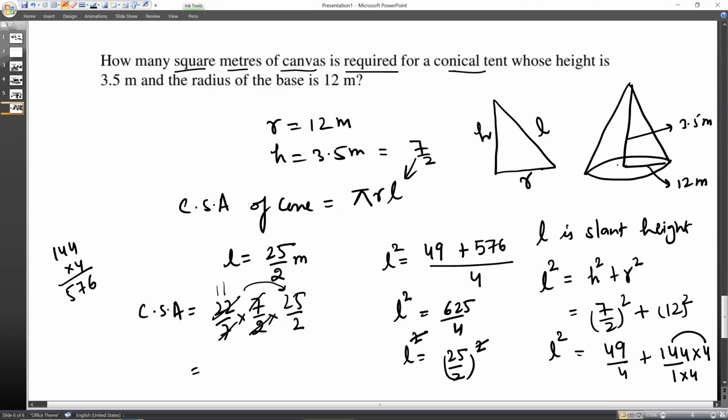So you multiply this one by 25. 25 multiplied by 11, you will get 275. So 275 divided by 2, what are you going to get? You will get 137.5 centimeters square. Okay, got it? Yes, sir. Copy this one.